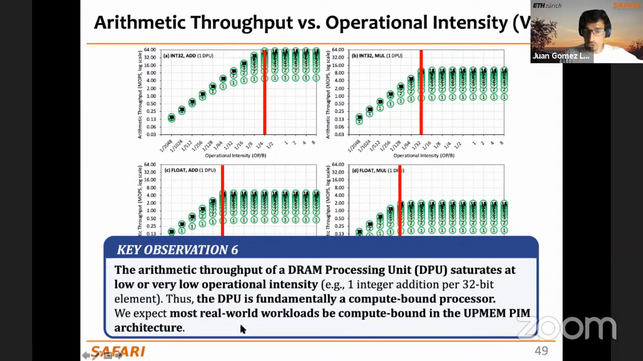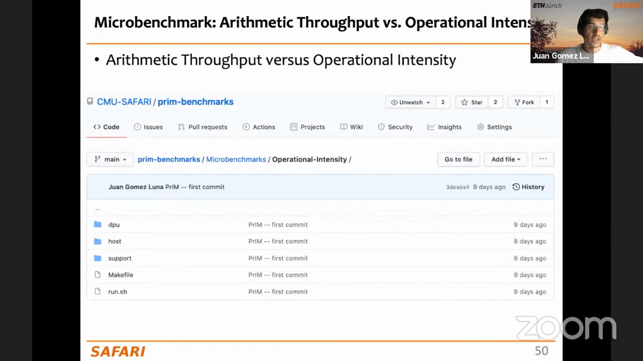So from this, what we expect is that most real-world workloads will be compute-bound in the PIM architecture. So even something that might be highly memory-bound in a CPU or a GPU, we expect that will be compute-bound in the PIM architecture. And we will talk in later lectures about real-world workloads on this PIM architecture, and you will see that this is actually what happens, that most real-world workloads are in the compute-bound area of the roofline, and the performance saturates at 11 tasklets. Okay, and you can also find the code in our repository.